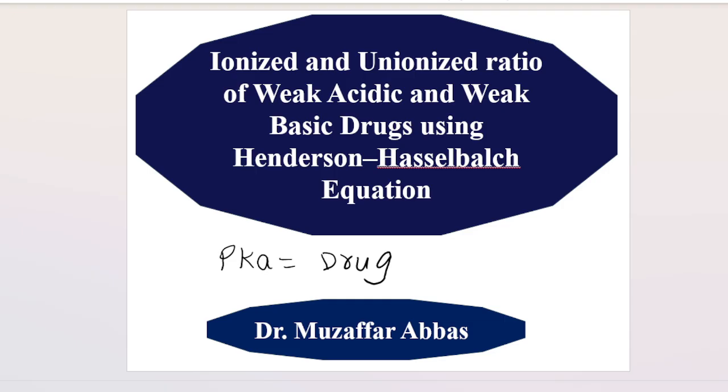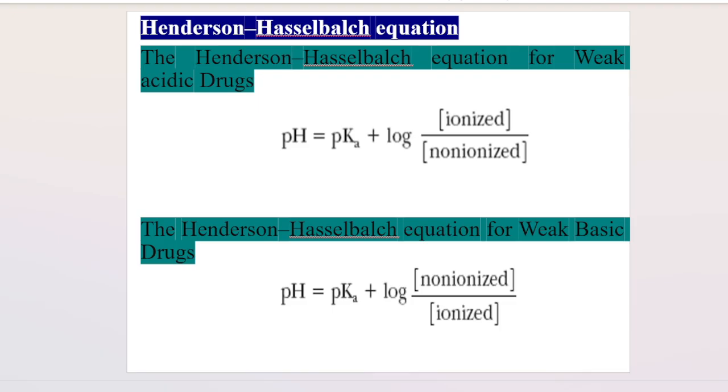So let's move to the first slide. As I have already mentioned, the Henderson-Hasselbalch equation for weak acid and weak basic drugs is derived in our previous lectures. The equation we derived was: pH of the fluid is equal to pKa value of the drug plus log of ionized over unionized form of drug. And the Henderson-Hasselbalch equation for a basic drug is pH is equal to pKa plus log of non-ionized divided by ionized form of drug.